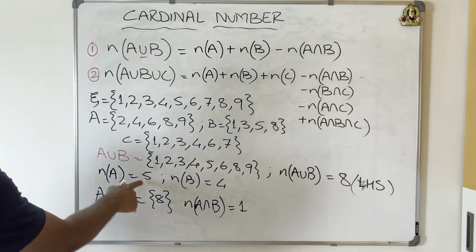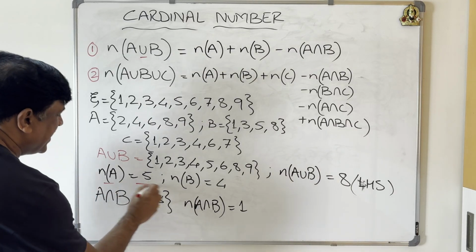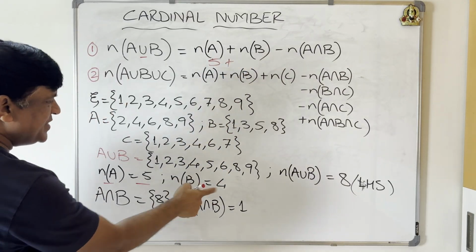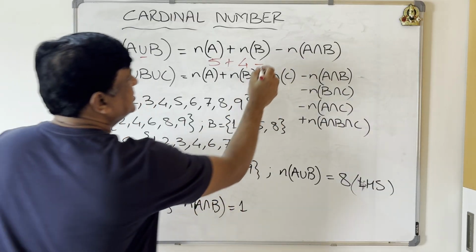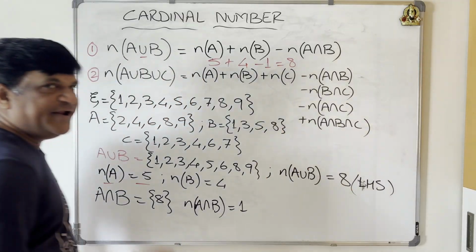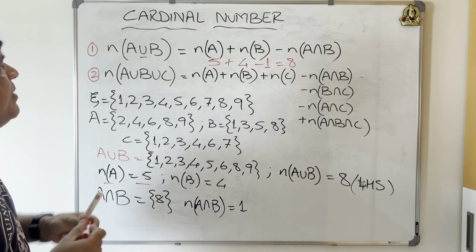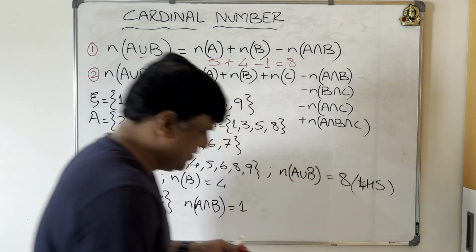Now look at it. Can you plug these values over here? What did you get? N of A is equal to 5 plus what is N of B? It is 4. And what is N of A intersection B? It is 1. What do you get? 8. Look at it. 8 is equal to 8. So I have proved it that this formula exists. Okay. So remember this particular formula. So that it helps you to solve problems.